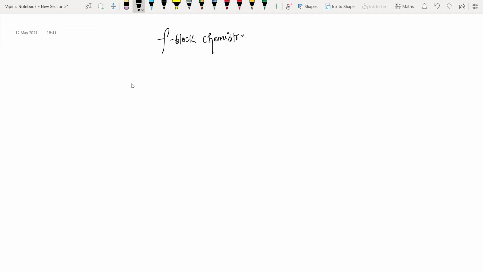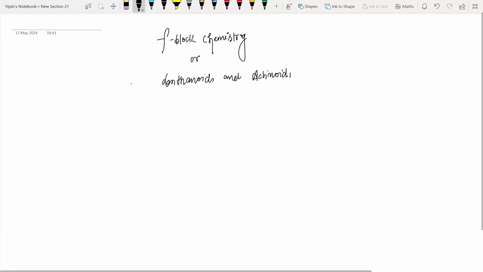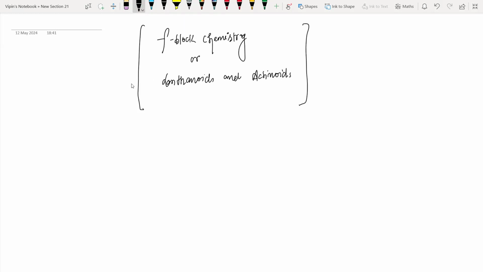So we are going to start f block chemistry, right? Or you can say lanthanoids and actinoids, right? And along with the topic, we will also discuss the PYQs that have been asked in your examination, that is in UPSC. So now this is f block chemistry. Okay.